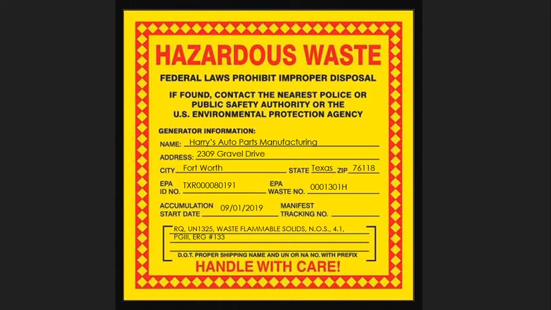This is an example of a fully filled out hazardous waste label. There is one part missing on here, so we'll run through it, and obviously you can see what's missing. We've got the name, the address, we've got their EPA ID number, which not all of our generators will have.